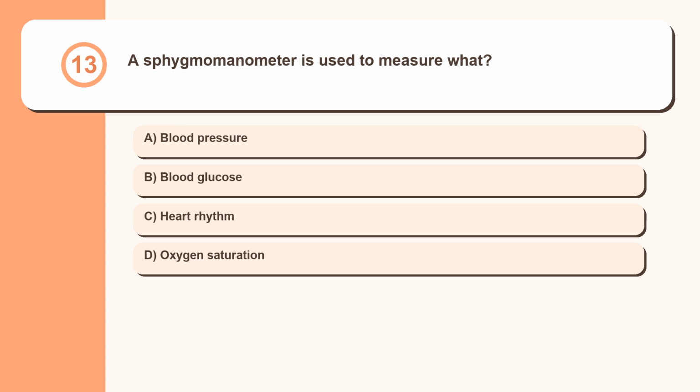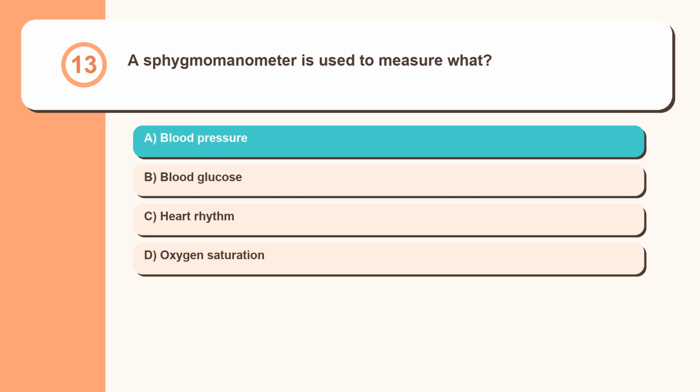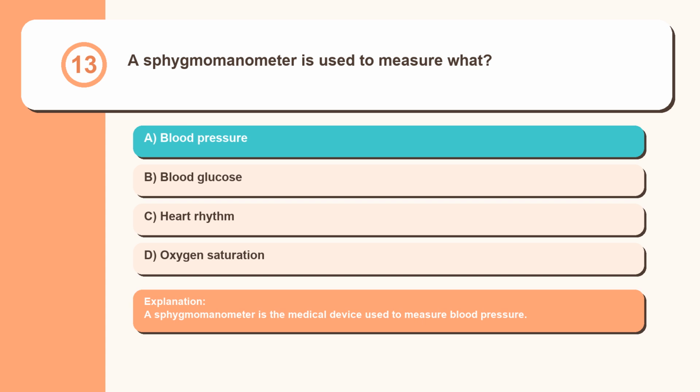Question 13. A sphygmomanometer is used to measure what? Blood pressure, blood glucose, heart rhythm, oxygen saturation. A sphygmomanometer is the medical device used to measure blood pressure.